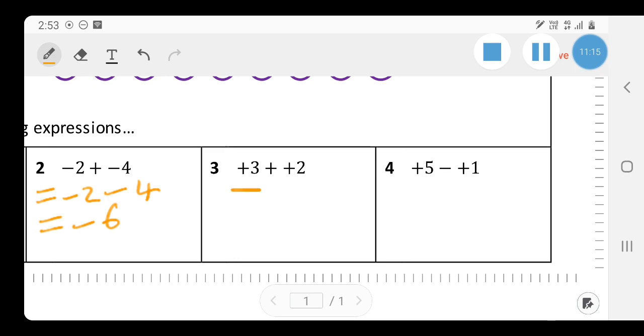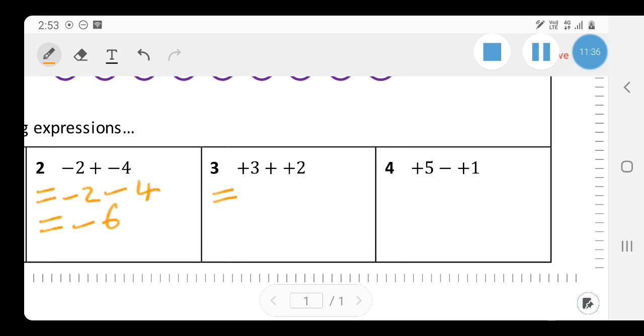+3 plus +2. By the way, plus and positive have the same meaning. Minus and subtract, minus and negative, same meaning. Don't get caught up being confused by those, okay? So it's the same thing, essentially.